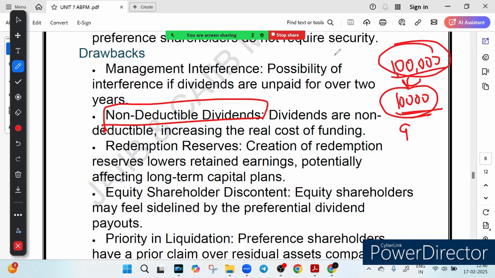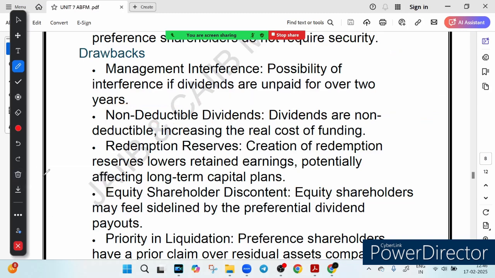It is paying tax on the entire amount also, and some part of that profit after tax, it is giving as dividend to the shareholder. So it means that it increases the cost for the company. There is no saving for the company. And there is such a hidden cost which is called redemption reserve. This is the hidden cost.